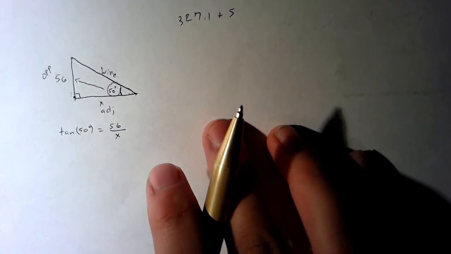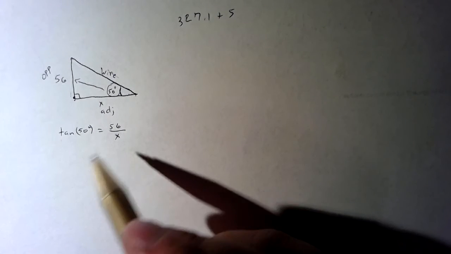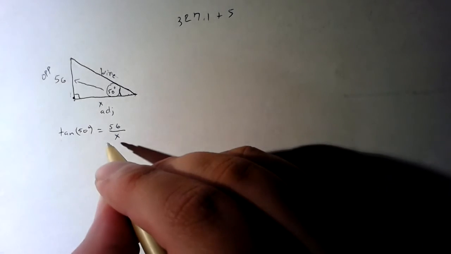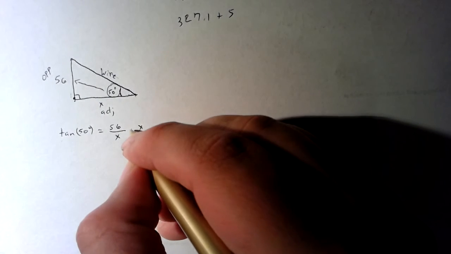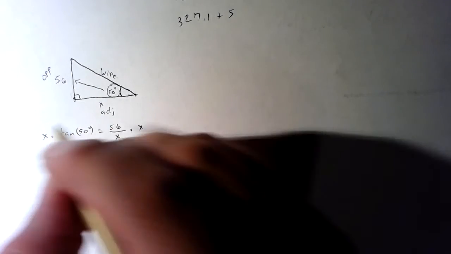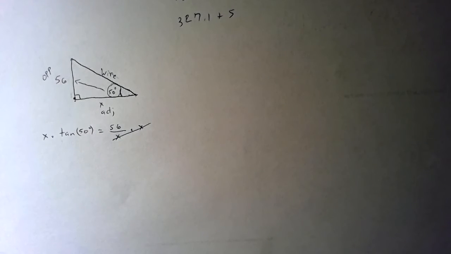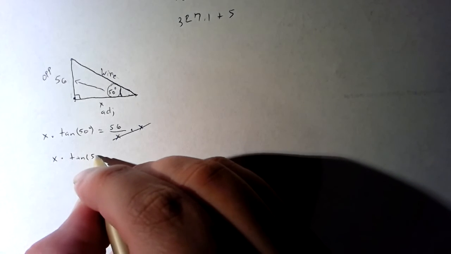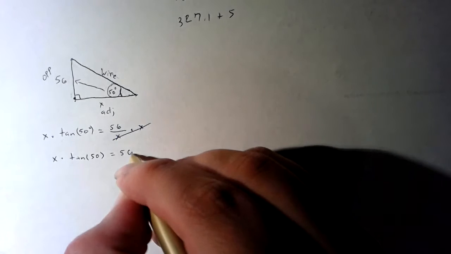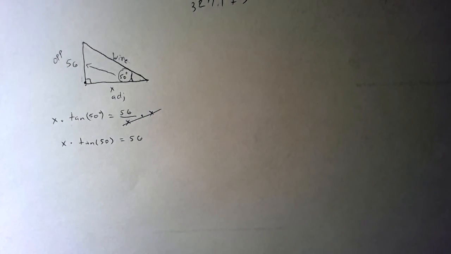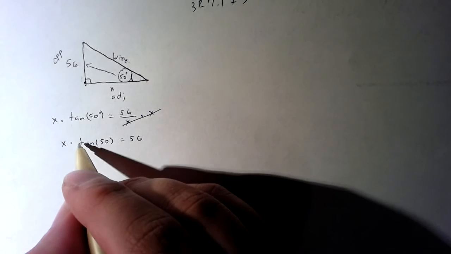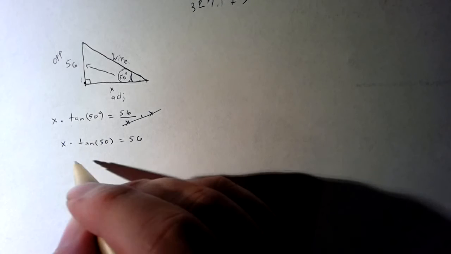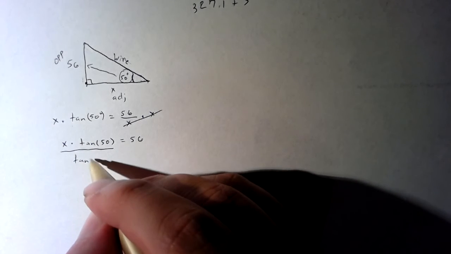So here we have to be careful, because now the thing we're solving for, the x, is in the denominator. So what we need to do first is get the x out of the denominator. So multiply both sides by x so that we can remove it from the denominator of the fraction. Now I can rewrite what we have here. This is x times tangent of 50 degrees equals 56. Next thing we need to do is get the x by itself. That means we have to move the tangent of 50 to the other side. So we can divide by tangent of 50 degrees.